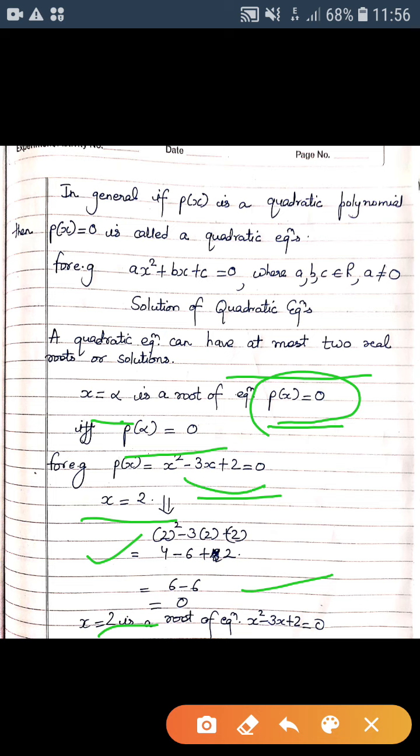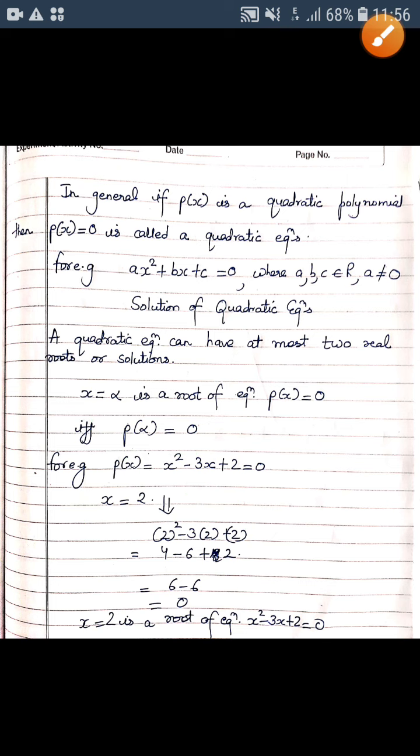So you will be given questions in which you have to find out whether a given value of x is a solution of this equation or not. So simply you have to put the value in place of the variable and see if the value comes out to be 0. Moving on.